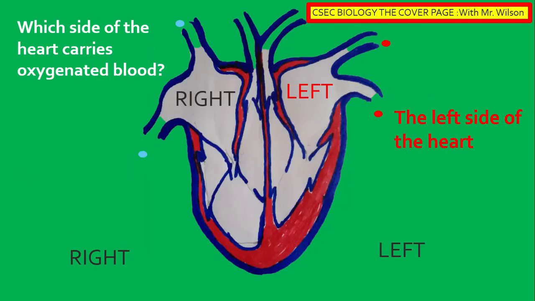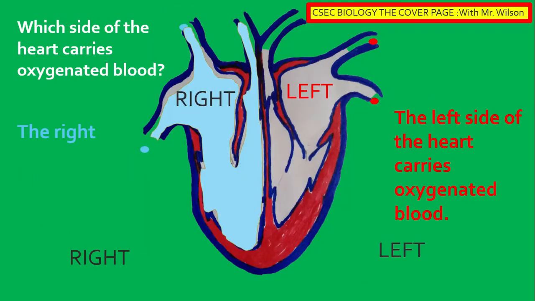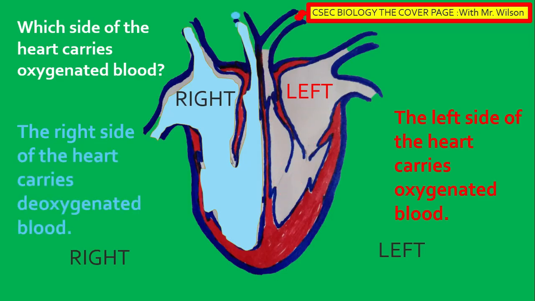Now, which side of the heart carries oxygenated blood? Now, oxygenated blood, of course, is carried on the left side of the heart. Of course, the oxygenated blood is coming from the lungs, and it enters the left side of the heart through what we refer to as the pulmonary vein. It's very important to know that the pulmonary vein is the only vein that is carrying oxygenated blood, and you'd see the red dots flowing through the heart. They represent the blood, and it's actually oxygenated blood that is flowing through the left side of the heart.